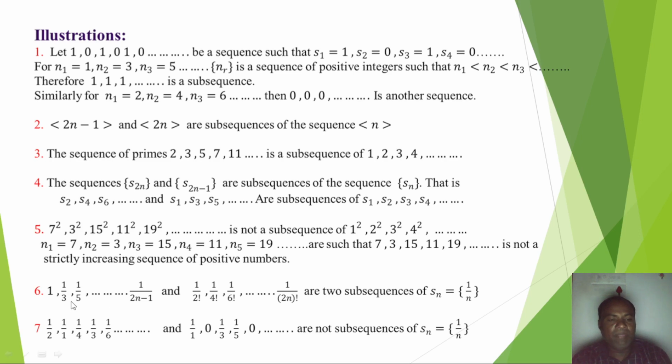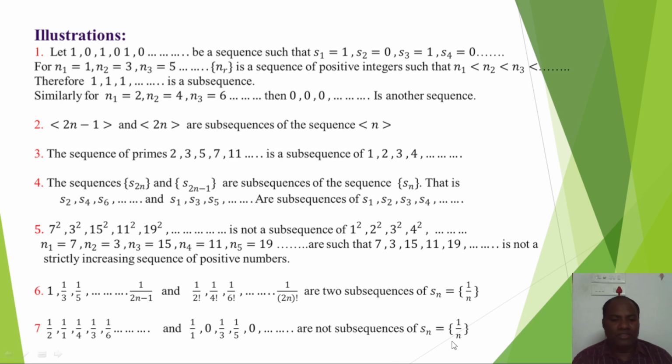Number 6, 1, 1 by 3, 1 by 5 and so on, 1 by 2 minus 1, and 1 by 2 factorial, 1 by 4 factorial, 1 by 6 factorial and so on, 1 by 2n factorial are two subsequences of Sn equal to 1 by n. Okay, next 7, 1 by 2, 1 by 1, 1 by 4, 1 by 3, 1 by 6 and 1 by 1, 0, 1 by 3, 1 by 4, 0. Okay, these two are not subsequences of Sn equal to 1 by n.